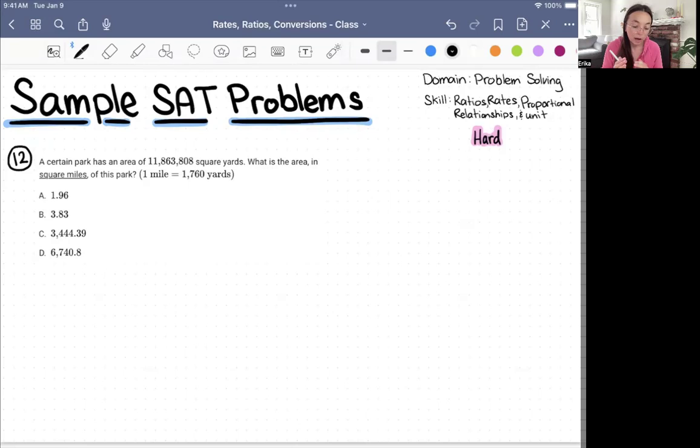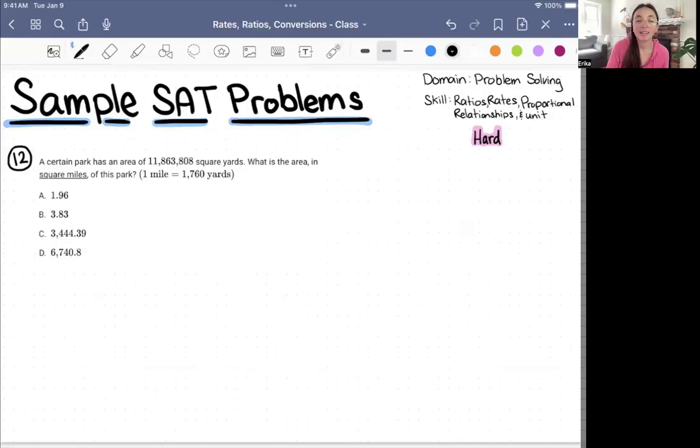So for this problem, before we get started, this is from the domain of problem solving, and the skill is from ratios, rates, proportional relationships, and units, just in case you want to look for problems that are very similar to this. The SAT website, College Board, they have an educator problem bank where you can find problems. So this is where that's from, just in case you are curious. Okay, so let's do this problem here.